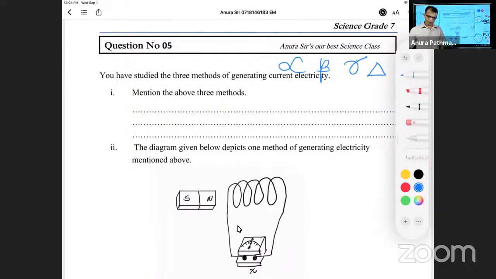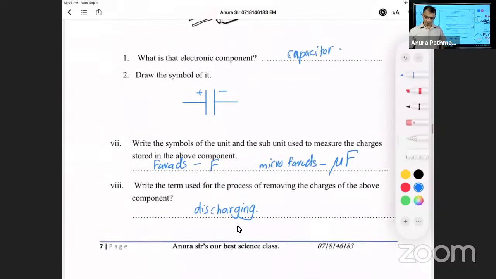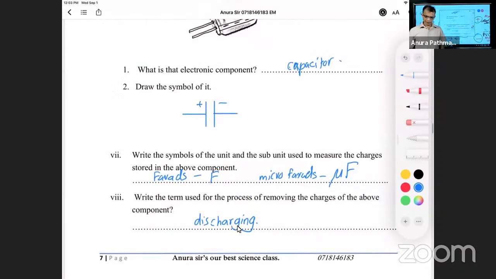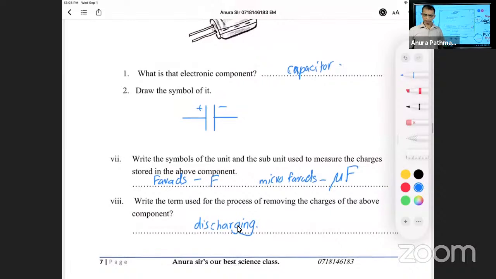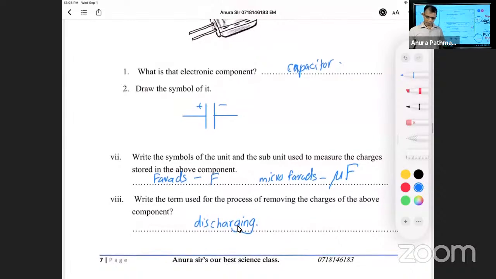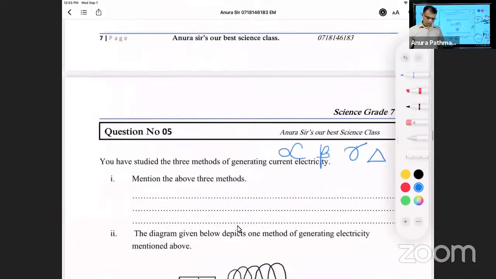Mention the above methods. Electromagnetic induction. Can you scroll up a little bit? Like this? Yep. Okay, sir. Right.